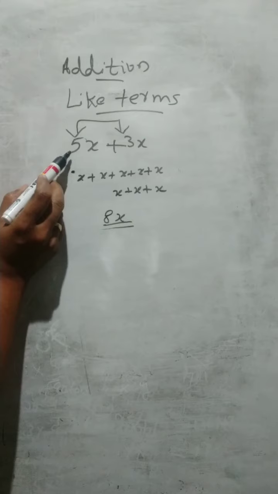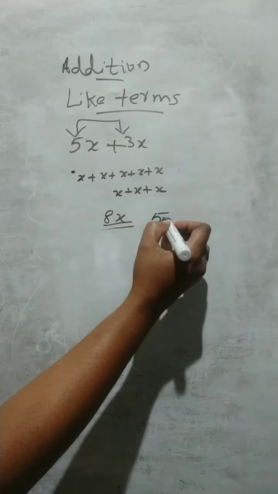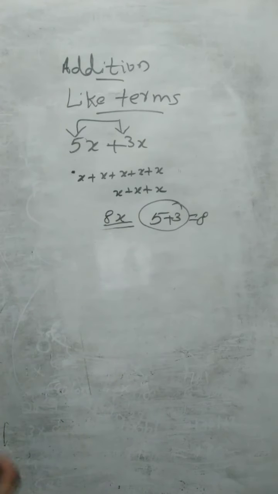The coefficient of x here is 5, and for this one it is 3. So 5 plus 3 is equal to 8.